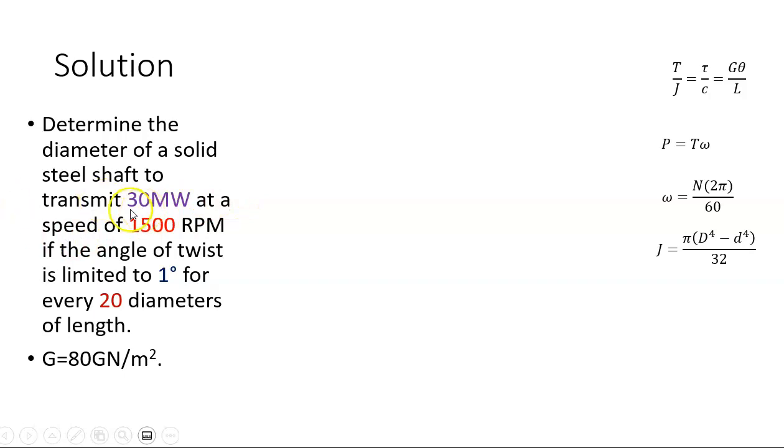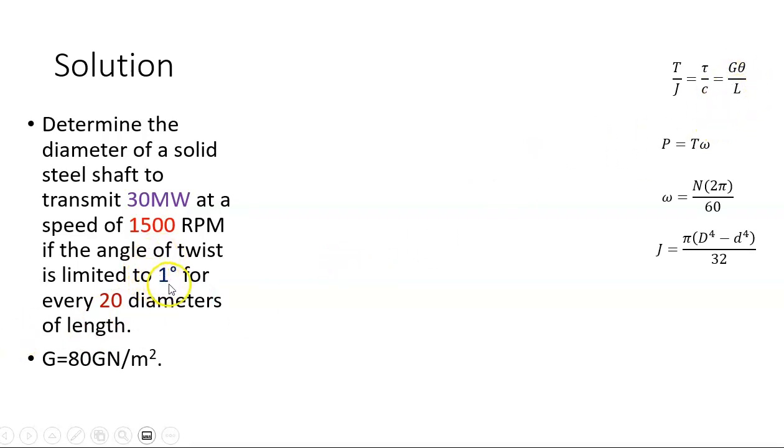Okay, so we're told that the power is 30 megawatts. We're told that the RPM, so N here, is 1,500. We're told that the angle of twist is 1 degree. We'll need to convert that to radians. And the length is 20 diameters. So this length here is 20 diameters.